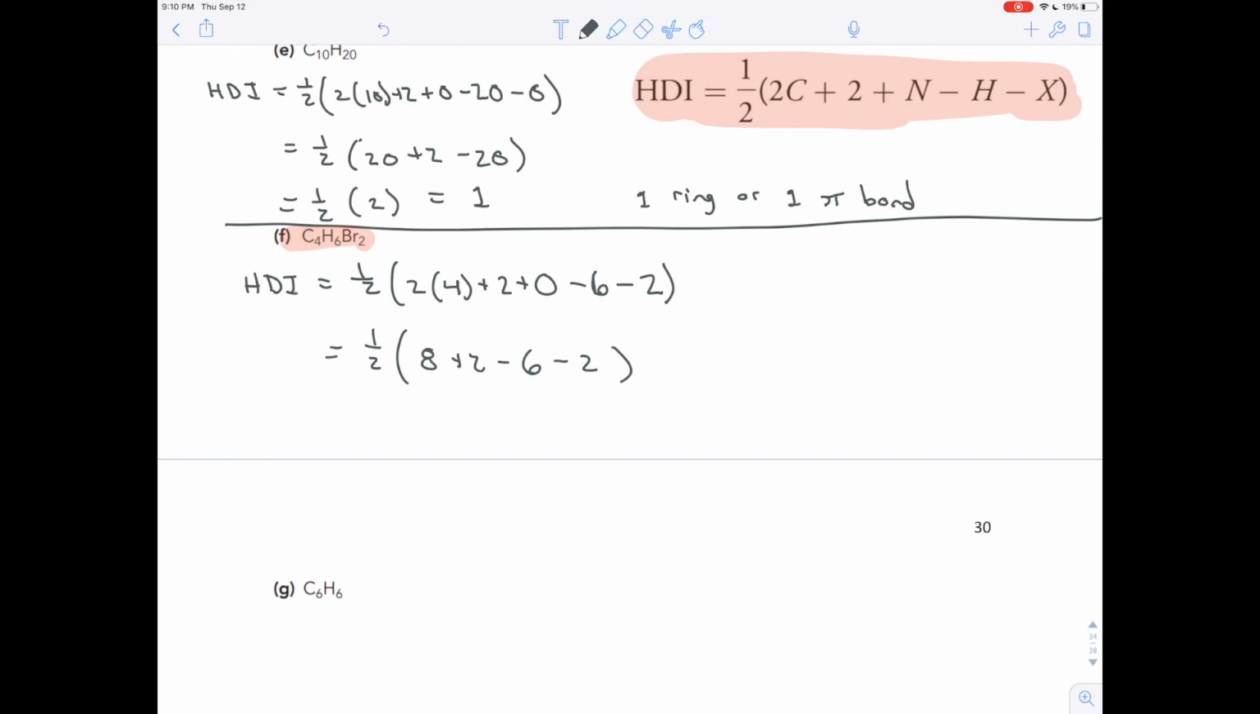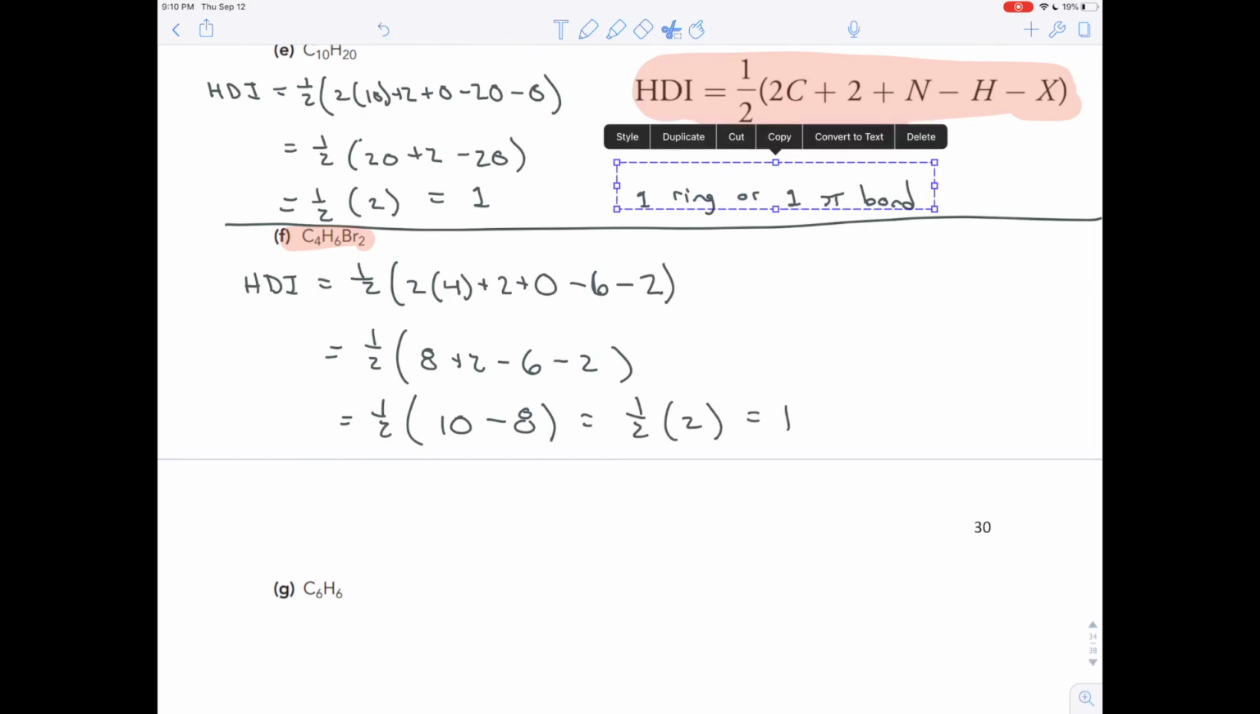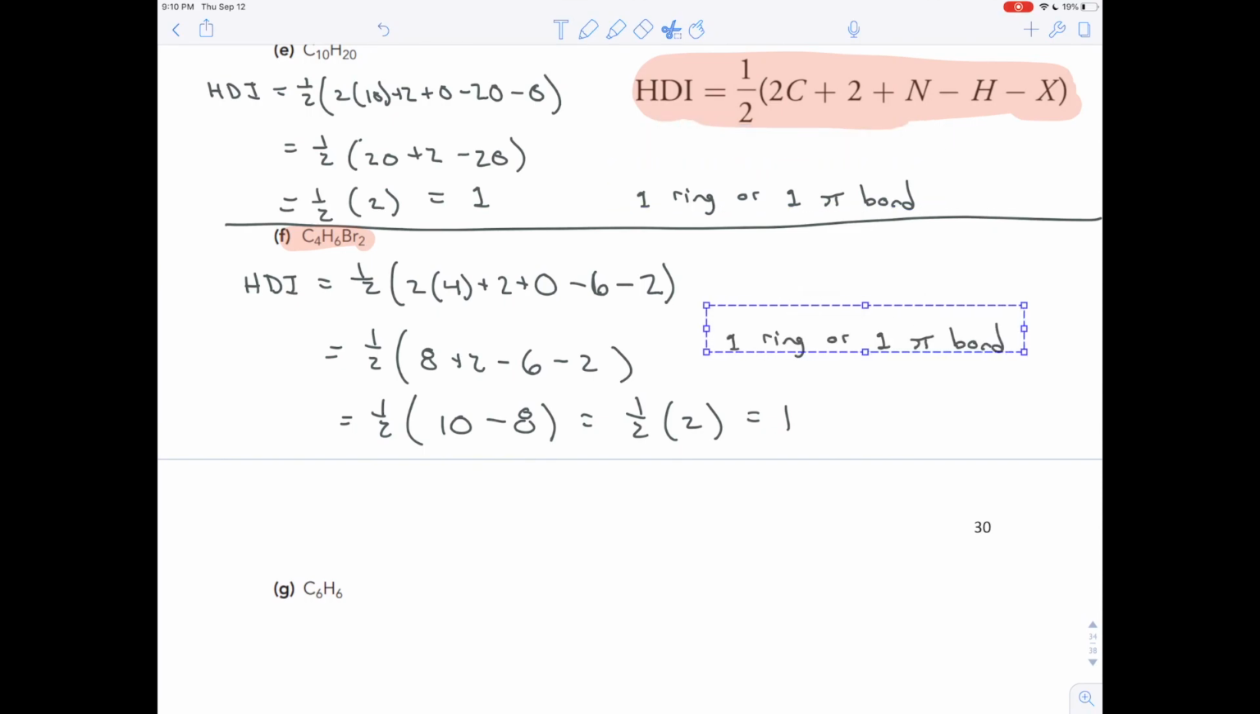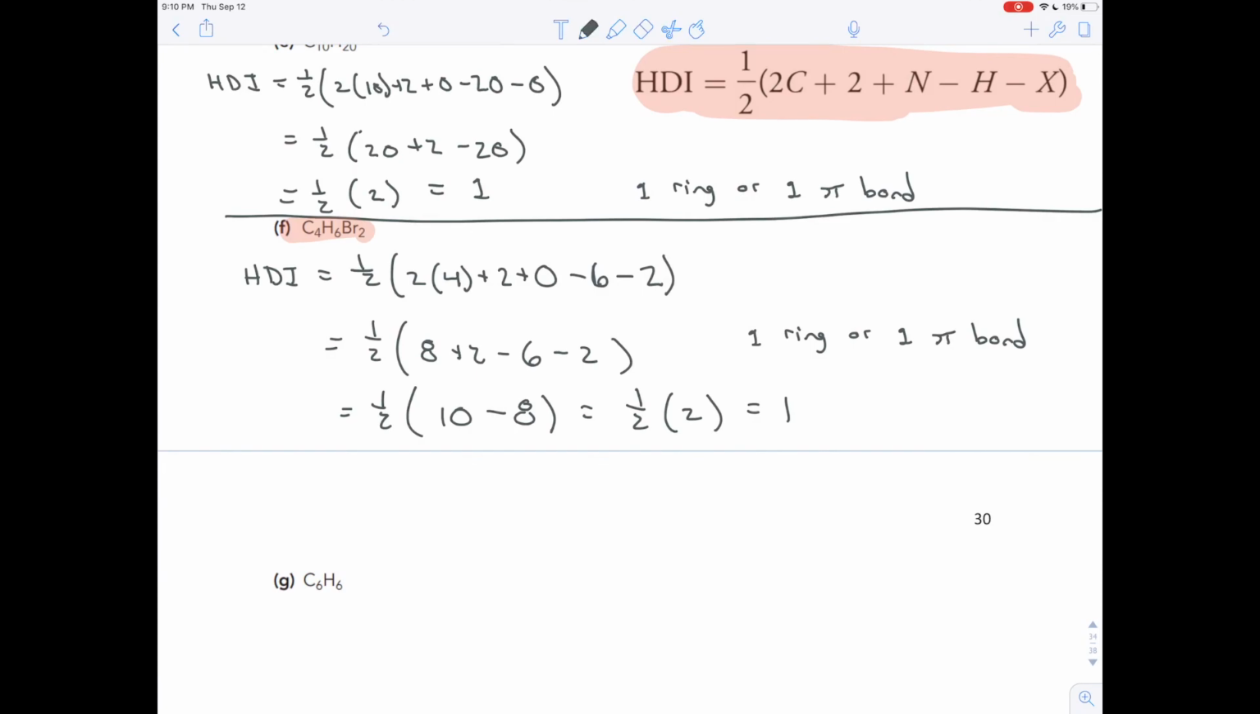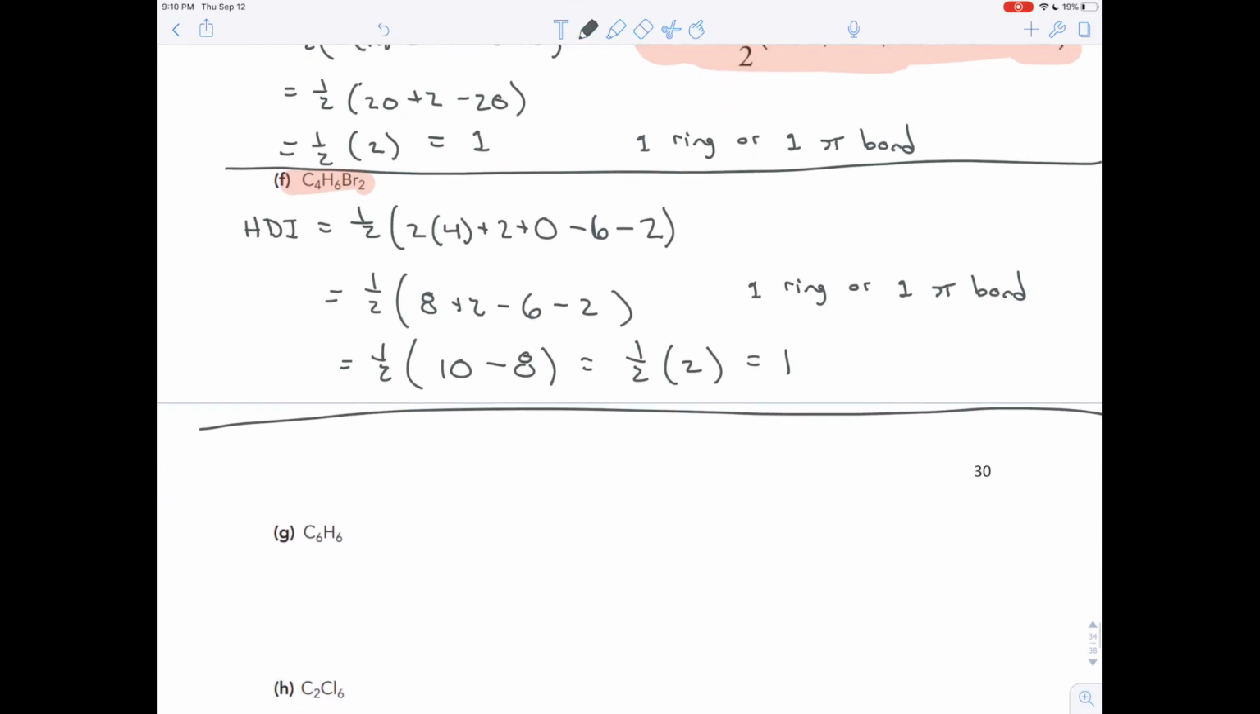That's 8 minus 8. So that's 1/2. Oops, sorry, 10 minus 8. 1/2 of 10 minus 8. 1/2 times 2, or 1. So the degrees of unsaturation are 1, and what that means is that you have one ring or one pi bond in that molecule, not both.